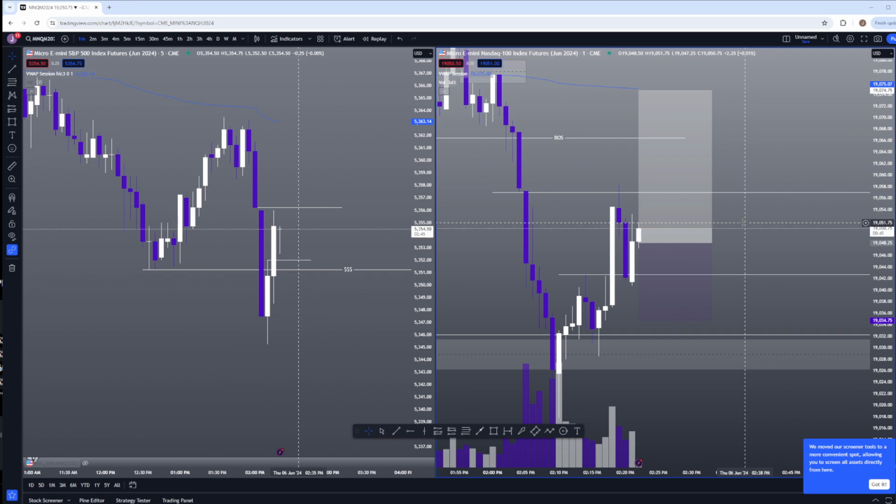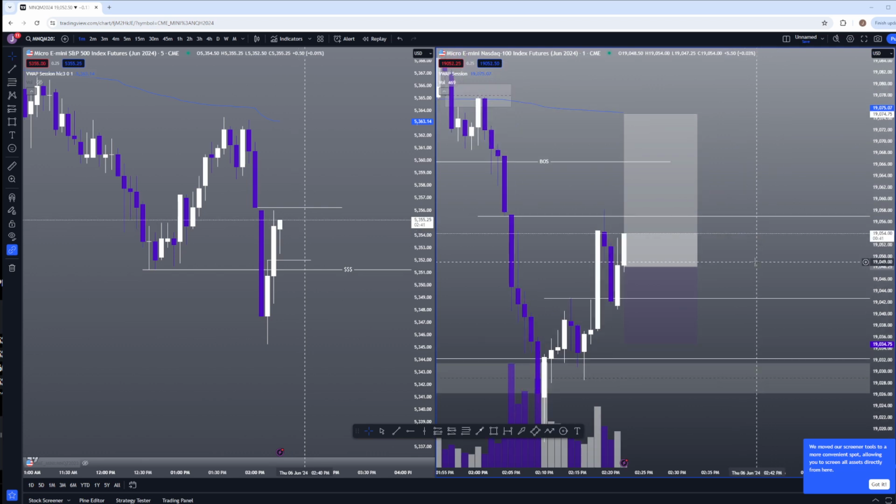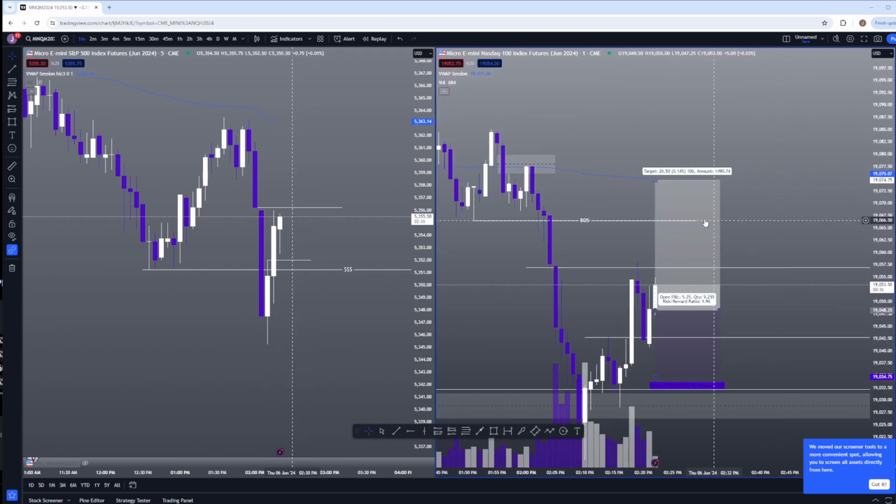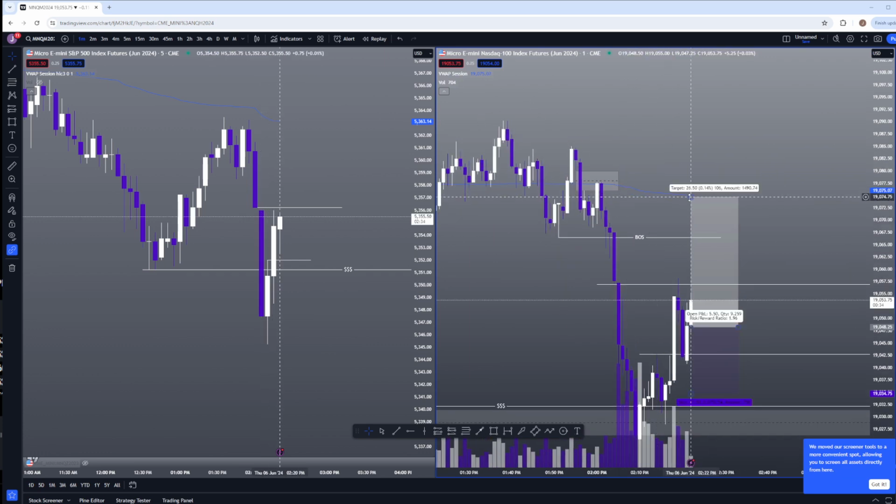So, I mean, the long entry is starting to look good. I just want to have a clear, identifiable level. You could get that long entry down here, and you could take it back up to these highs.